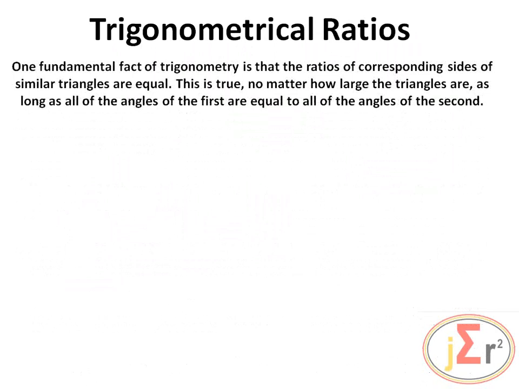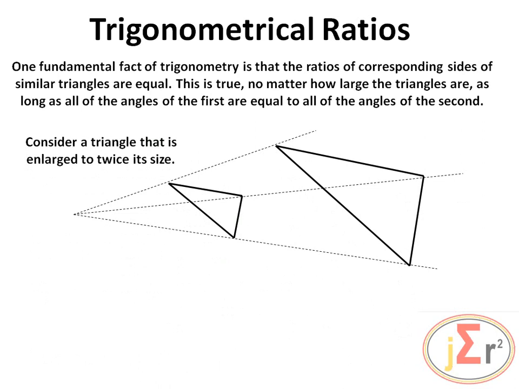One fundamental fact of trigonometry is that the ratios of corresponding sides of similar triangles are equal. This is true no matter how large the triangles are, as long as all the angles of the first are equal to all of the angles of the second. So we are going to consider a triangle that is enlarged to twice its size. The reason why we are doing this is that if we can show that the ratios of the corresponding sides are equal, then this is going to be our foundation of trig ratios. And that is why trig ratios can be used irrespective of the triangles that they are used in.